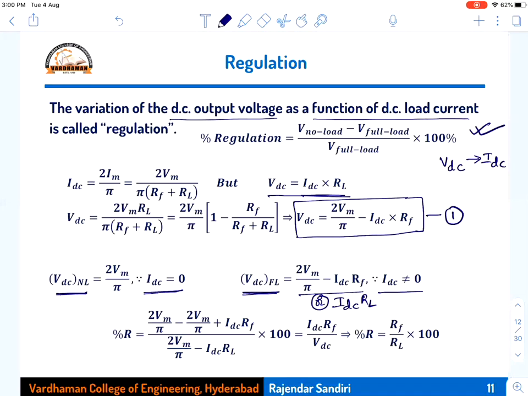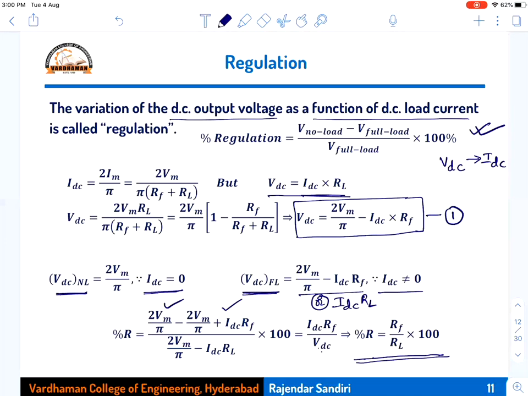Substituting that, the first term V no load I substitute with 2Vm by pi. The second term is V full load, which we substitute with this expression. In the denominator, V full load, I can replace with simply IDC into RL. Then we get IDC into RF by IDC into RL, and by Ohm's law we can convert that, so percentage regulation equals RF by RL into 100. We got the same value for the half wave rectifier also. So the half wave rectifier percentage regulation is RF by RL into 100, and the full wave rectifier percentage regulation is also RF by RL into 100.